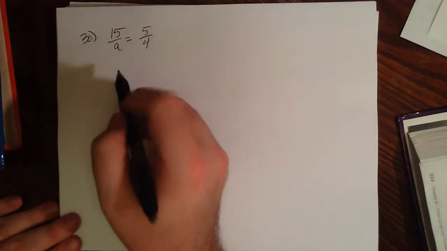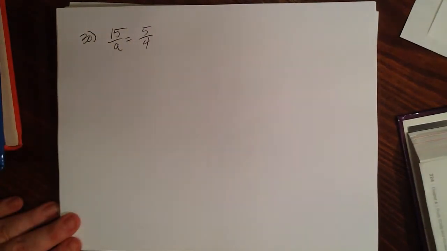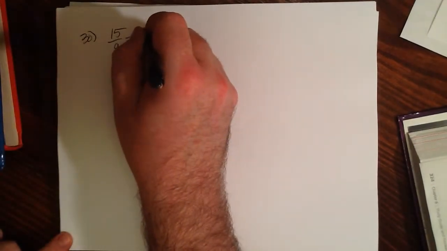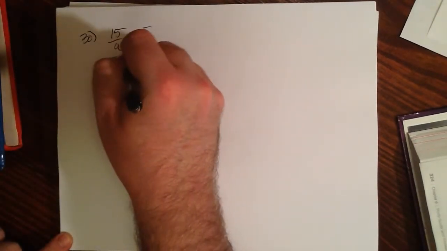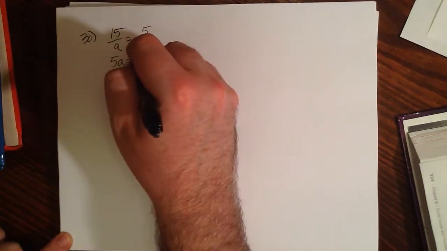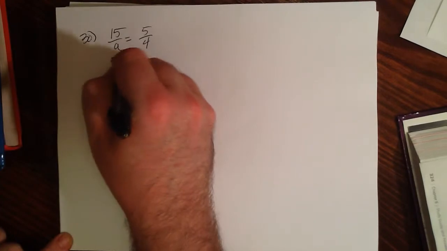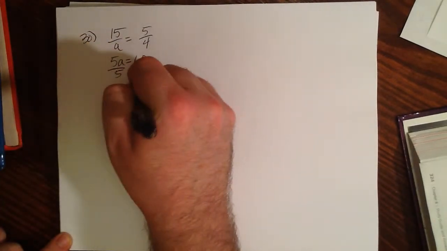Alright, this is a simple proportion where you have one ratio equals another ratio, and the way you solve any proportion is cross multiply. So 5 times A is 5A, 15 times 4 is 60. 5A equals 60, so you divide both sides by 5, and you get that A is 12.